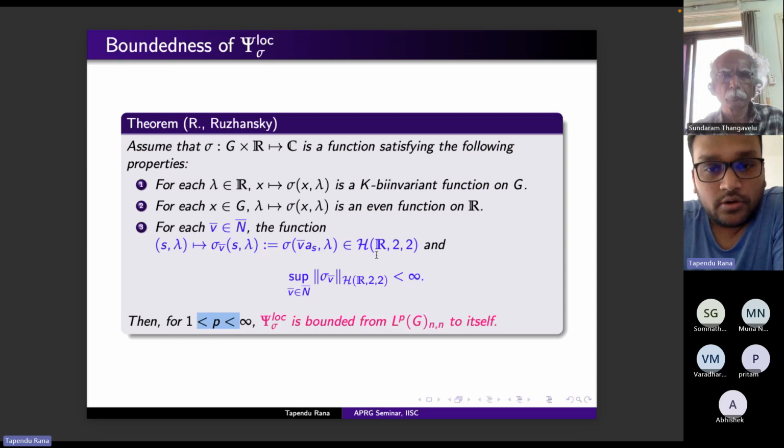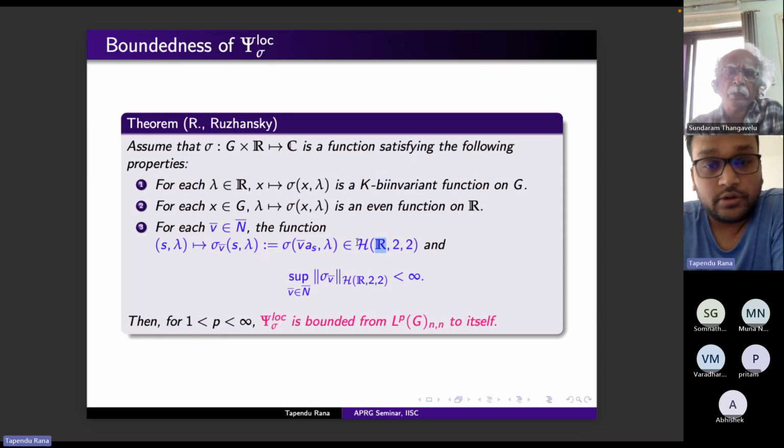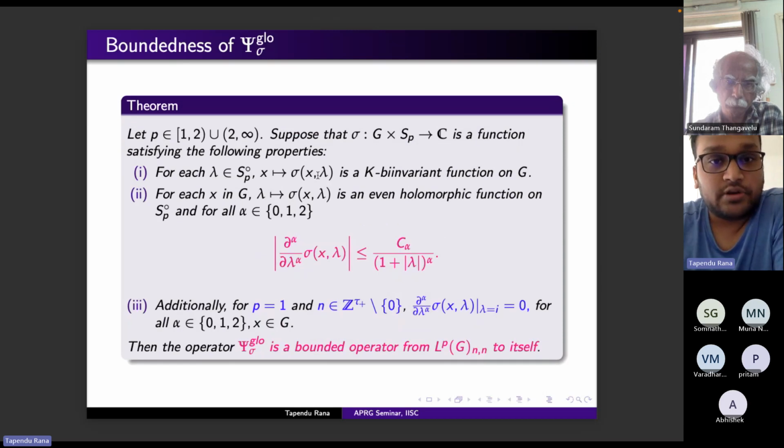Now, we observe that here we are only using the smoothness properties on R. That is, we are taking the regularity properties of this symbol on the dual variable in the R setting, not on the full strip SP. In fact, it is required only to handle the global part of the Sirun's operator, for which this statement can be proved.